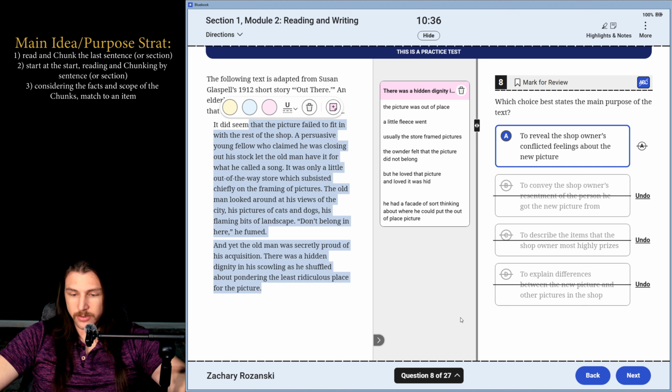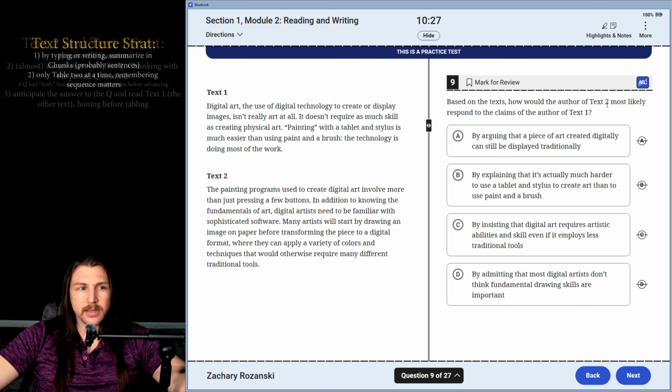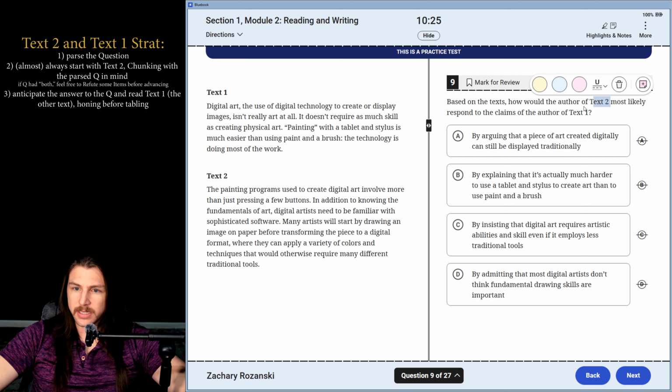I did not enjoy reading this thing, but what a fun little puzzle on the right side. We have text 2, text 1. So we are going to read text 2 first, because text 2 is going to be responding to the claims of the author in text 1, so we'll read this one first.